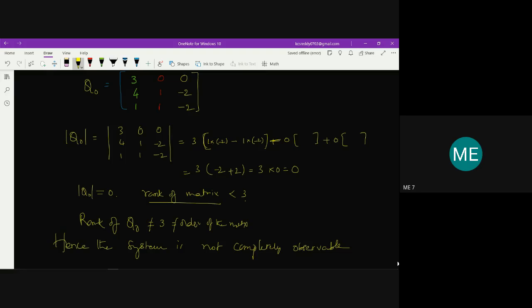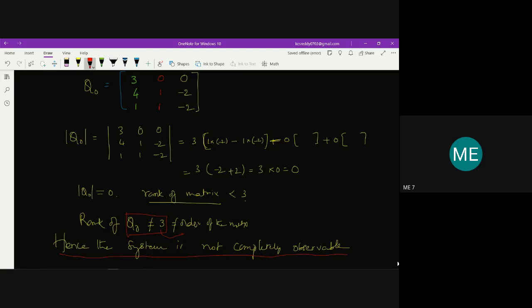Less than 3. So here the rank of Q naught, which we are expecting to be 3, is not equal to 3. So the rank of the matrix is not equal to 3. Why 3? Because it is the order of the matrix, that is n. It is not equal to the order of the matrix, so hence the system is not completely observable.